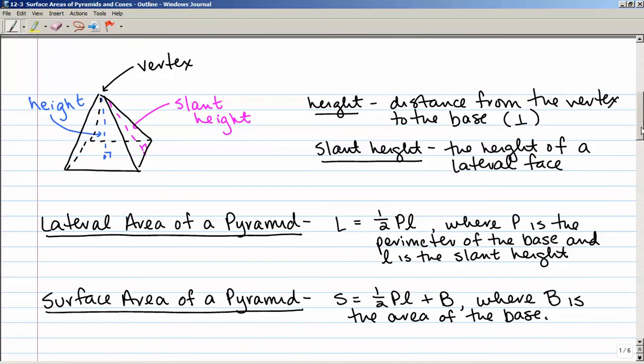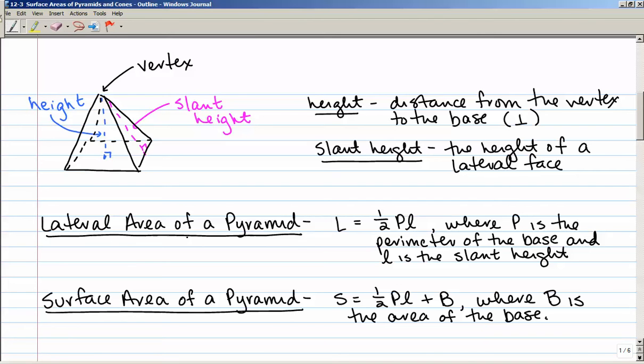Here's a sketch of one. So here we have, could be a square-based or a rectangular-based pyramid. The four faces are the four triangles that meet at the top at the vertex. The height is the distance from the vertex to the base, and remember, distance has to be perpendicular. The slant height is the height of one of the lateral faces. So if you were just looking at this one triangle on the side, what is the height of that triangle? From the top of the triangle, perpendicular to the base, what is the length of that segment?